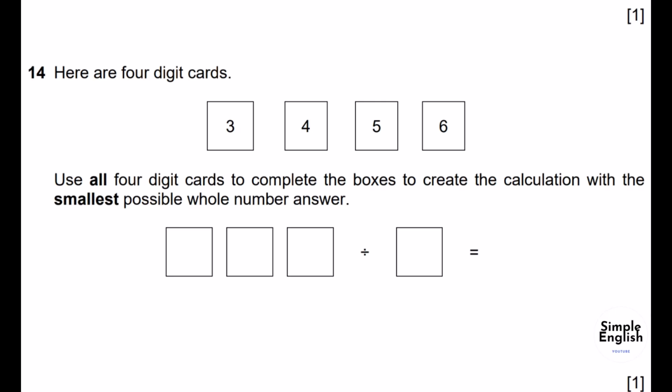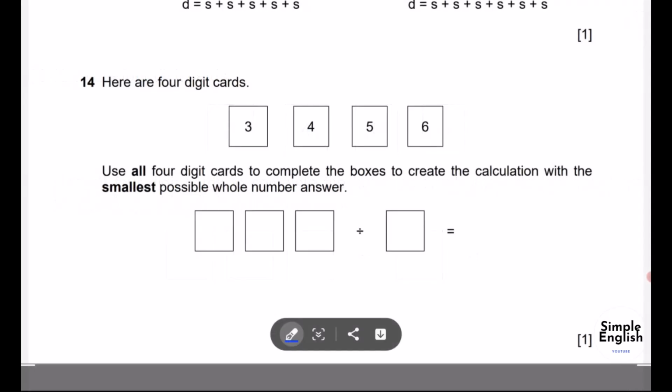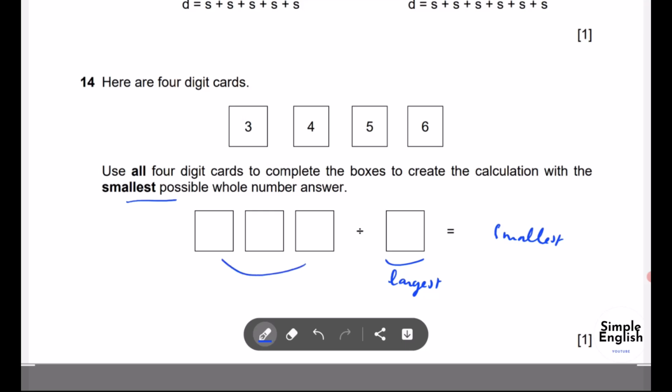14. Here are four digit cards: 3, 4, 5, and 6. Use each digit card to complete the boxes so the calculation is smallest. Remember, smallest possible. Okay. So this is smallest. So this one must be largest, and this one must be smallest. So the 6, right? This one must be 6.